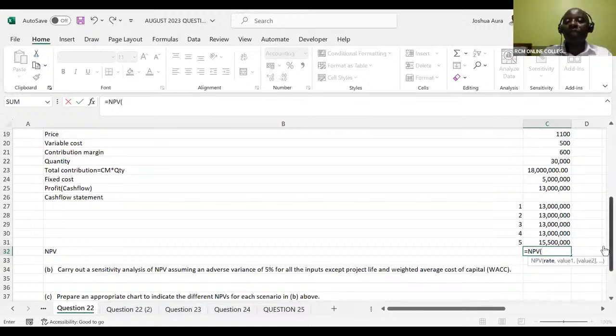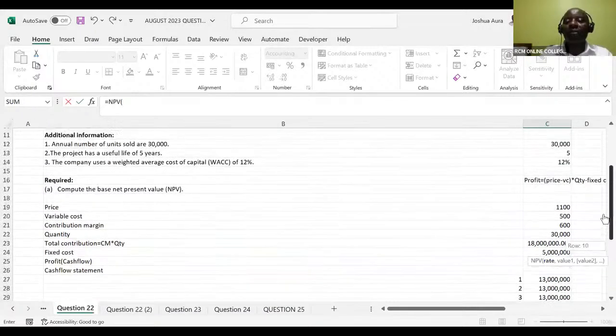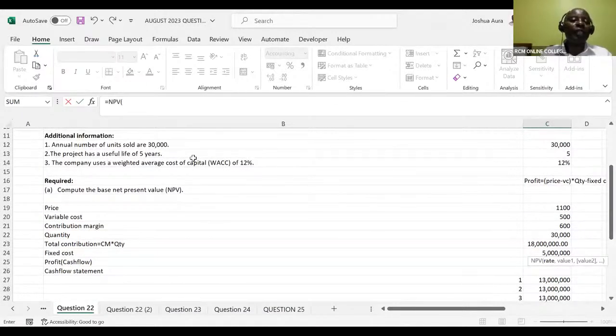So the rate, ladies and gentlemen, what rate do we have? I'll come and pick the rate. Fortunately, I have it here. It was written inside here, but because I want to use it in my formula, I transferred it and put it here. So the rate is 12%. Great, I've been able to pick the rate.